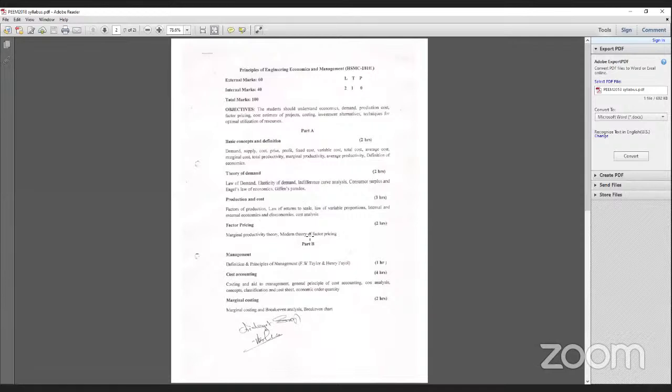This is the break-even point, at which the cost will be equal to the revenue. At that point there will be zero profit, zero loss.